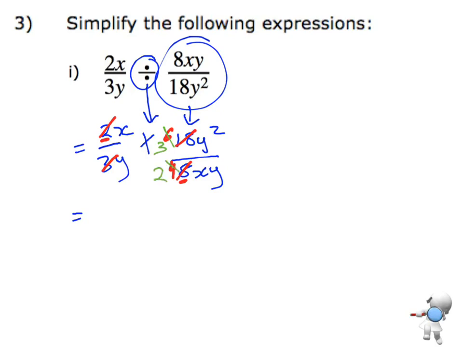And then I can think about my variables. What variables could I cancel down? So I've got an x on the top and an x on the bottom that cancels out. I've got a y on the bottom, which cancels out with a y squared on the top. So really all that I am left with is on the top I've got a 3, on the bottom I've got a 2, and that's all I've got left over.